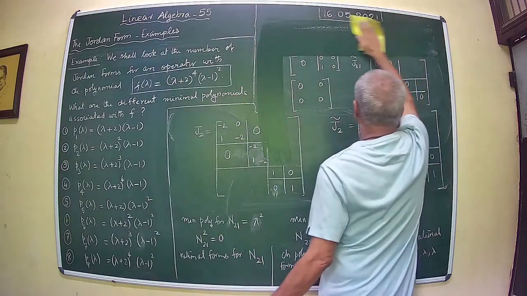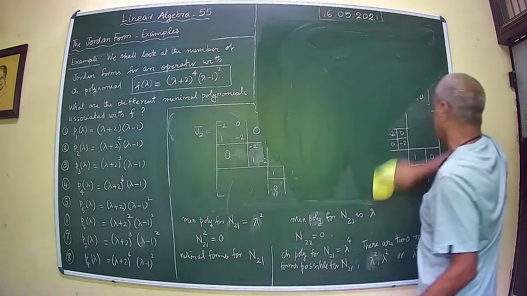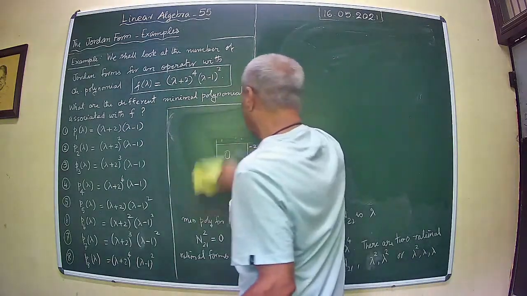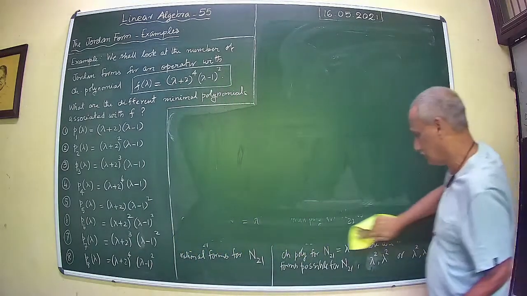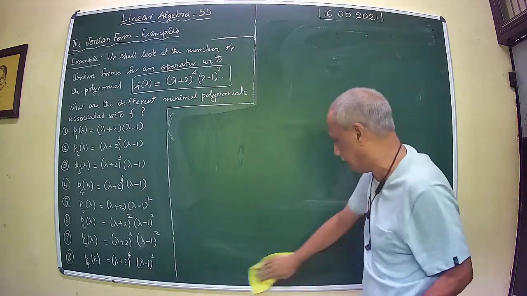Write down the next one. So I will just give you the list, then it will be clear to you what the Jordan forms are. Work with T3 now.